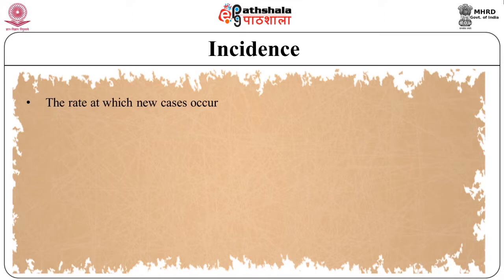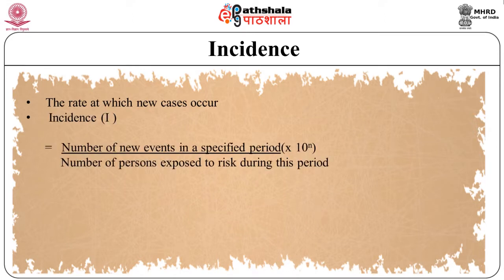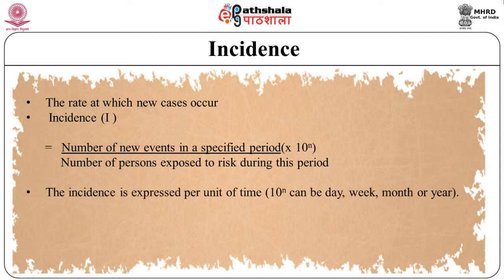Incidence is the rate at which new cases occur in a population. So, incidence is equal to the number of new events in a specified period times 10 to the power n, divided by the number of persons exposed to risk during this period. The incidence is expressed per unit of time. 10 to the power n can be days, week, month or year.